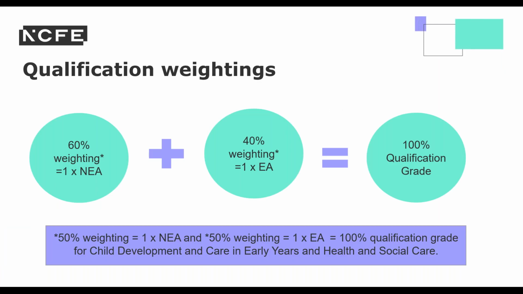The purpose of the qualifications means that it's necessary to assess and understand through 2 means of assessment. That is the internal non-exam assessment, or NEA for short, and the examined assessment, EA for short. These are the qualification weightings for all subject areas, with 60% for the NEA and 40% for the EA, except for child development and care, early years, and health and social care, where it's 50% for the NEA and 50% for the EA.